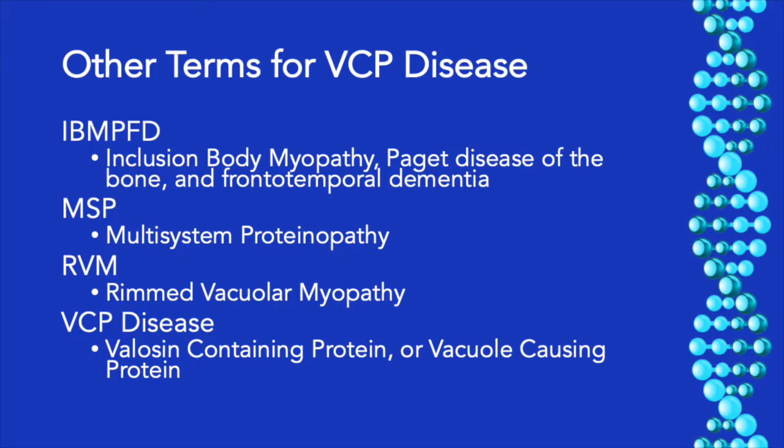Patients who carry the mutation, most often because they've inherited it from one parent, can be tested for the mutation. Other terms for VCP disease include inclusion body myopathy, Paget's disease of the bone, and frontotemporal dementia, or IBMPFD. There's also multisystem proteinopathy, rimmed vacuolar myopathy, or Valosin containing protein, or vacuole causing protein.